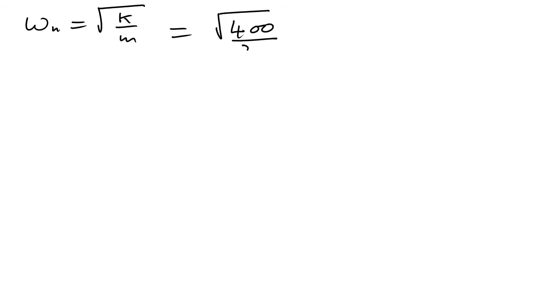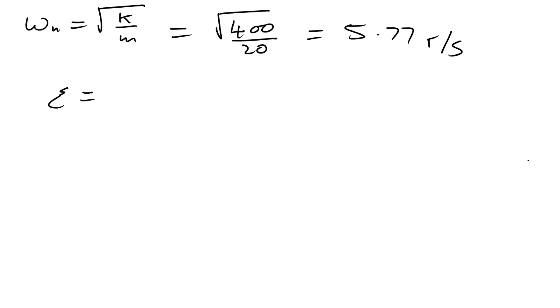So what do we know? We know from previous weeks that our natural frequency is root k over m, and we've got those terms. So our natural frequency is going to be the square root of the spring stiffness, which is 400 over 20, and that gives me 5.77, and remember that will be in radians per second.